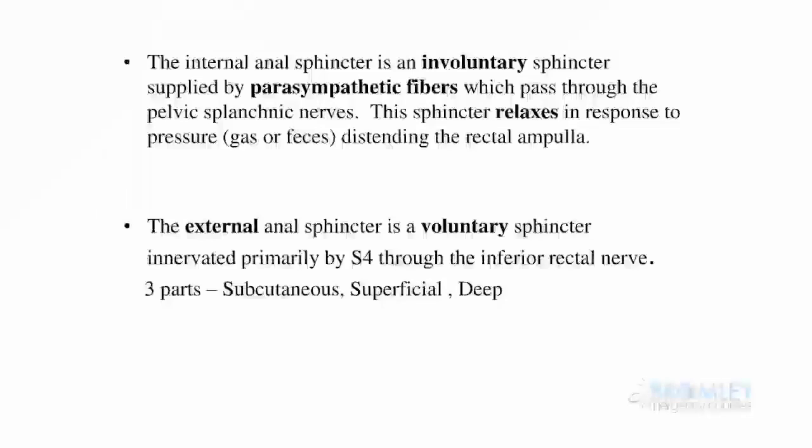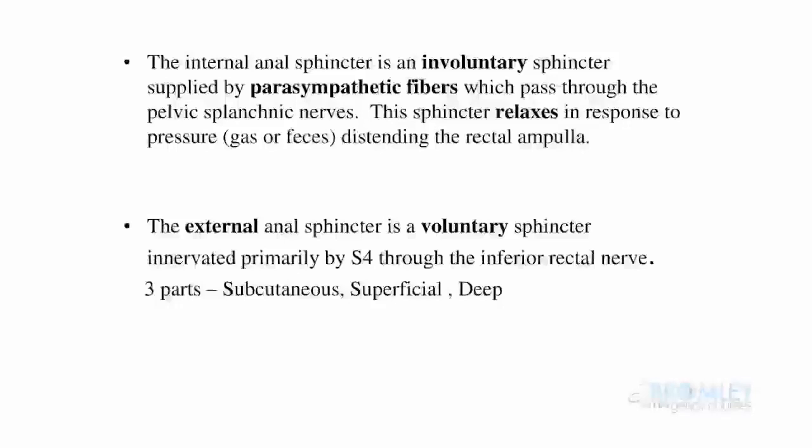On the other hand, external sphincter is a voluntary sphincter. It's innervated through the inferior rectal nerve, and it's got three parts: subcutaneous, superficial, and deep. Let me see if you can get the diagram. So three parts, if you look there. That's the internal sphincter, which is a continuation of the circular muscle. You've got the longitudinal muscle there. And the external sphincter has got three parts: subcutaneous part, superficial part, and deep part. And of course, it blends with the puborectalis.